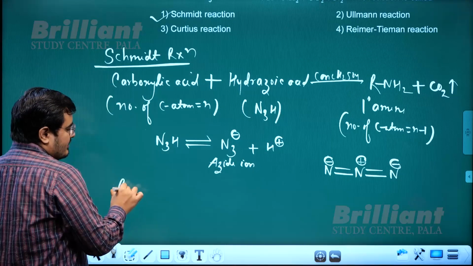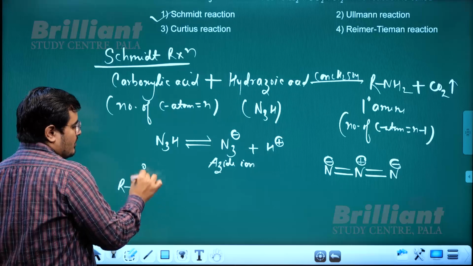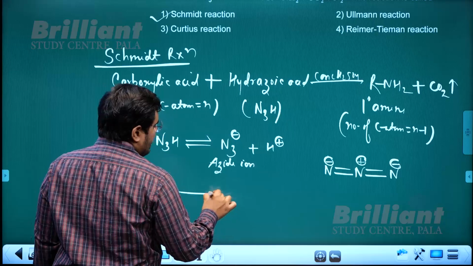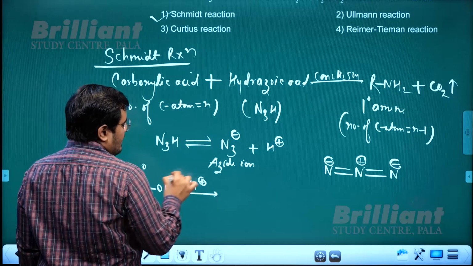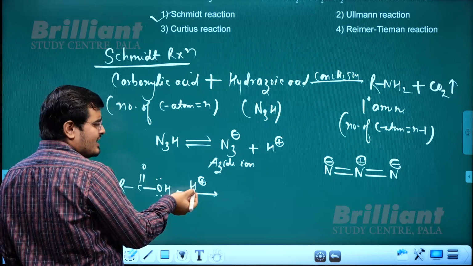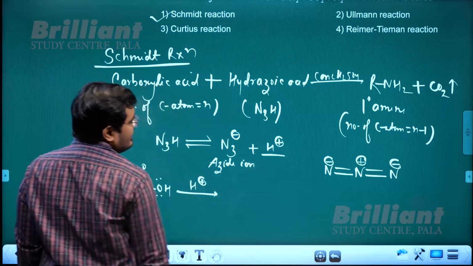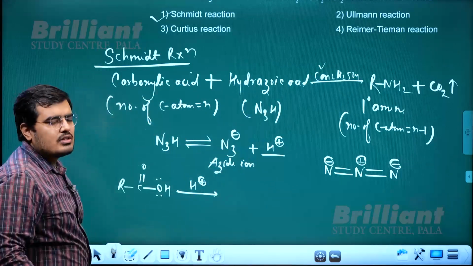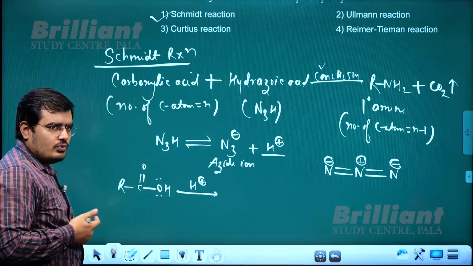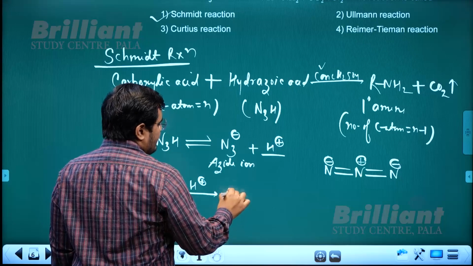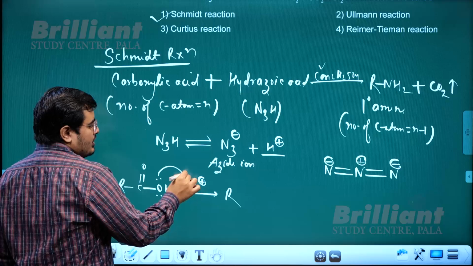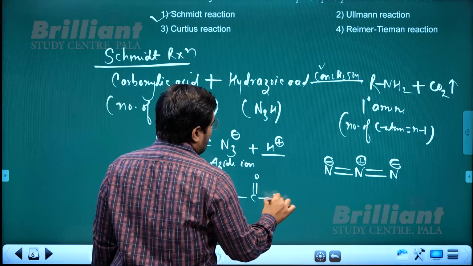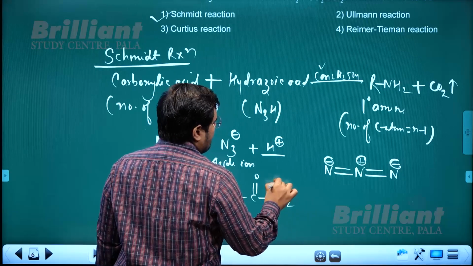So what we can do is, you can have RC double bond OH. This RCOH can be assumed to be protonated by the acid. Now this H plus, if you wish, you can consider it coming from hydrazoic acid, that is also okay. Otherwise you are using concentrated sulfuric acid, that will also work. So here the first step that will happen is the protonation of this OH. So it will become RC double bond O, OH2 positive.